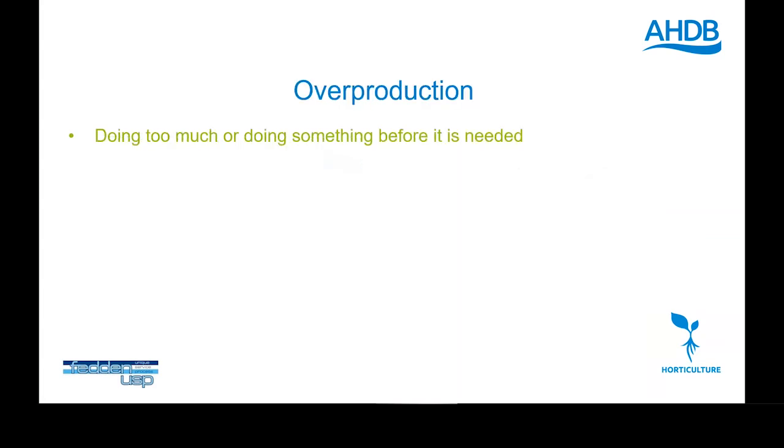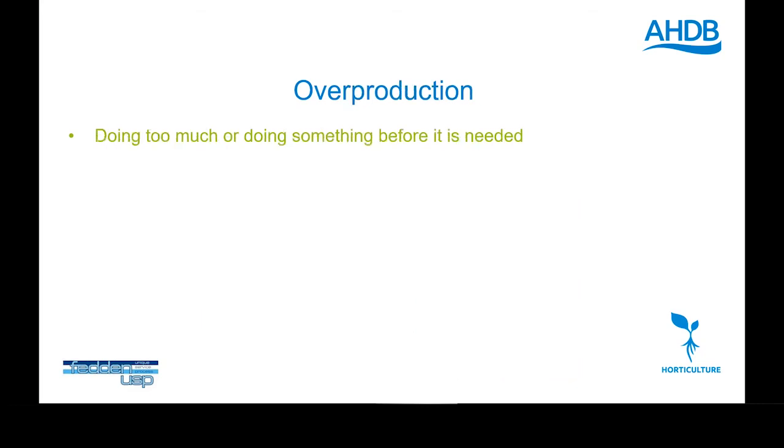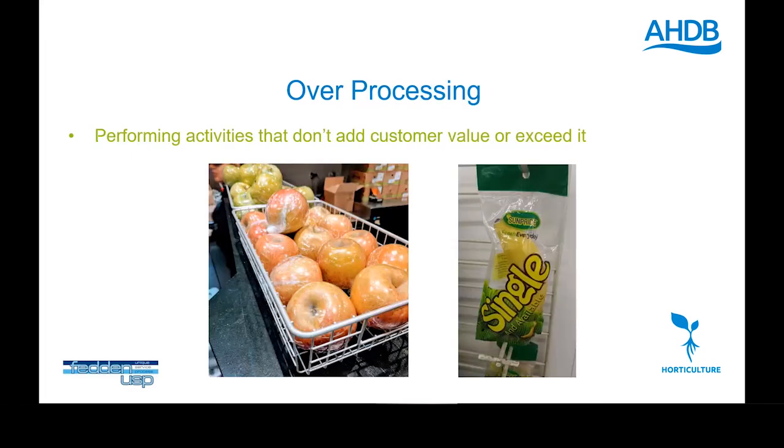The third, we're down to overproduction. I said the third, it must be the fourth or fifth. This is doing too much or doing something before it's needed. So this is making too much. Over-processing is performing more than adds value to the customer. We don't see a huge amount of over-processing, and we don't see a huge amount of overproduction. But again, due to the cycles and the way that agriculture and horticulture work, it's slightly different.